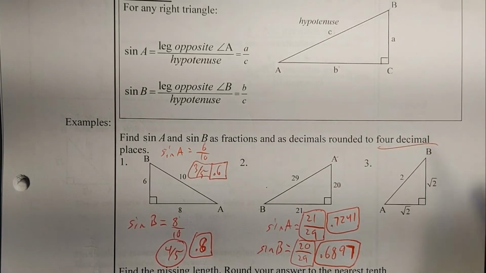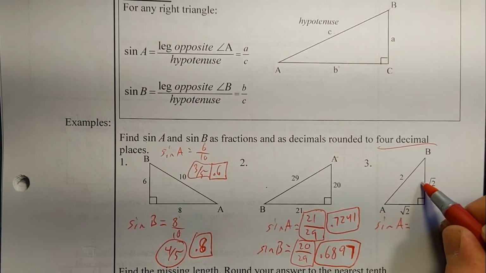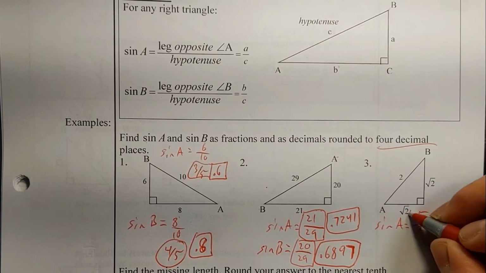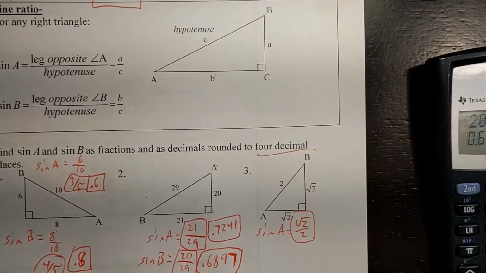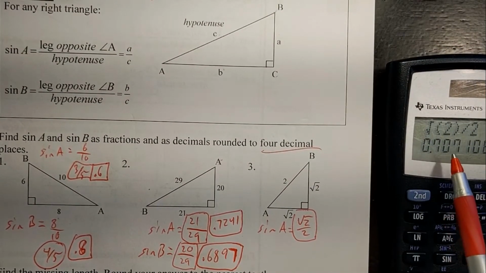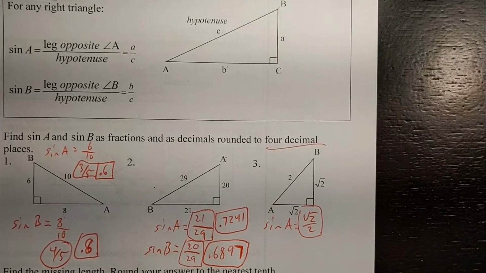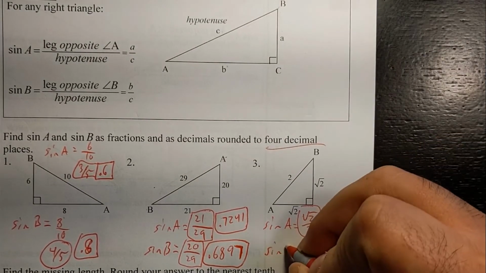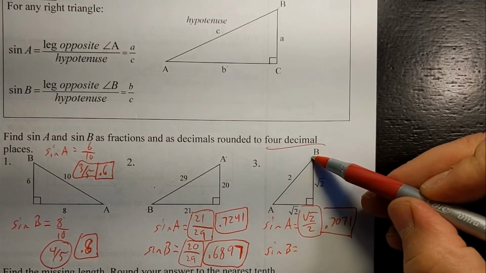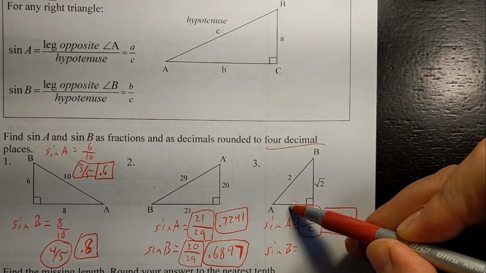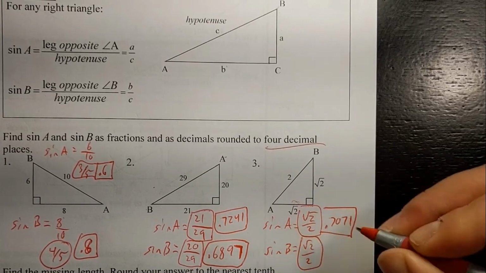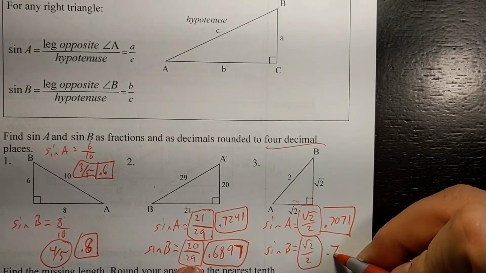And then for this third one, the sine of A is going to be opposite over hypotenuse, square root of 2 over 2. You can't reduce that. The decimal part of that is 0.7071. For the sine of B, if you're looking from this angle up here, your opposite is this square root of 2, hypotenuse is still 2. And because it ended up being the same thing, your decimal is going to be also the same.